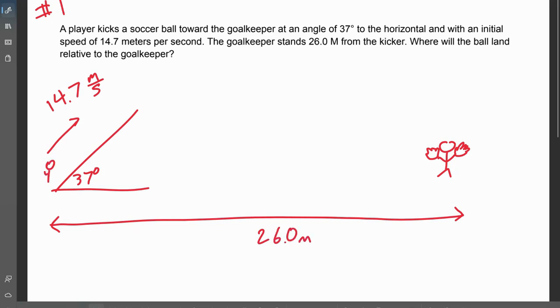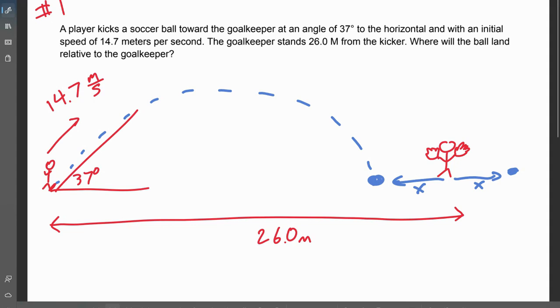And here's our little kicker. He's got a big foot. We need to figure out where this ball is going to land. If we trace the path of the ball, it might land somewhere here, or somewhere behind the goalkeeper. We don't know. We have to figure that out. You're going to have a number, whatever this distance in front of or behind the goalkeeper is, and you'll say in front of or behind the keeper.